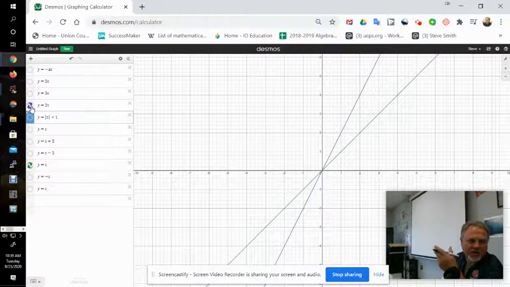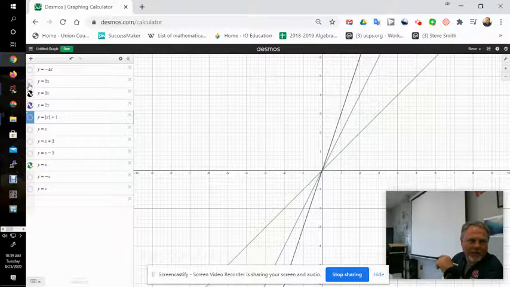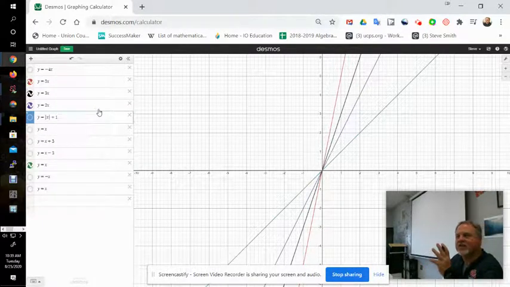Let's increase that number, the coefficient in front of x, to 3. Now it's a darker purple or black. And now let's move it up to 5. As you can see, it starts swinging closer and closer to being a vertical line as the slope increases.